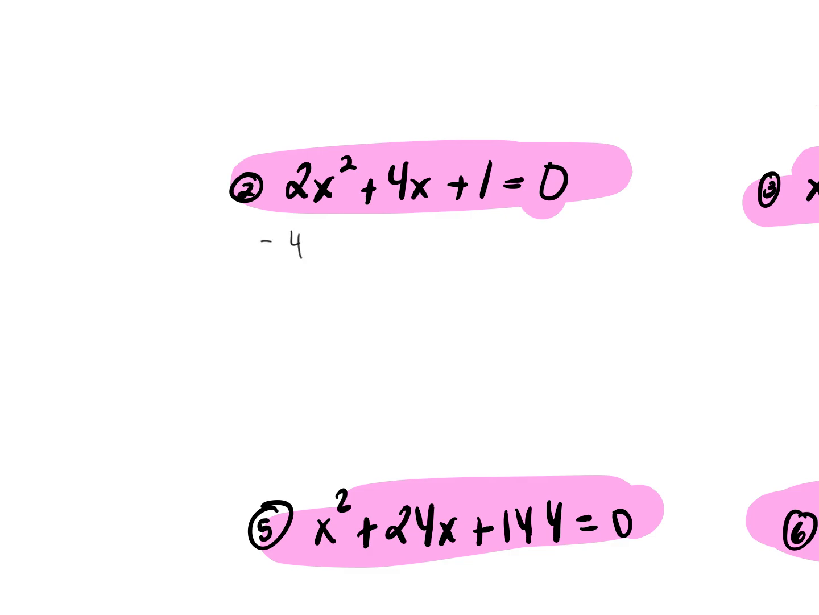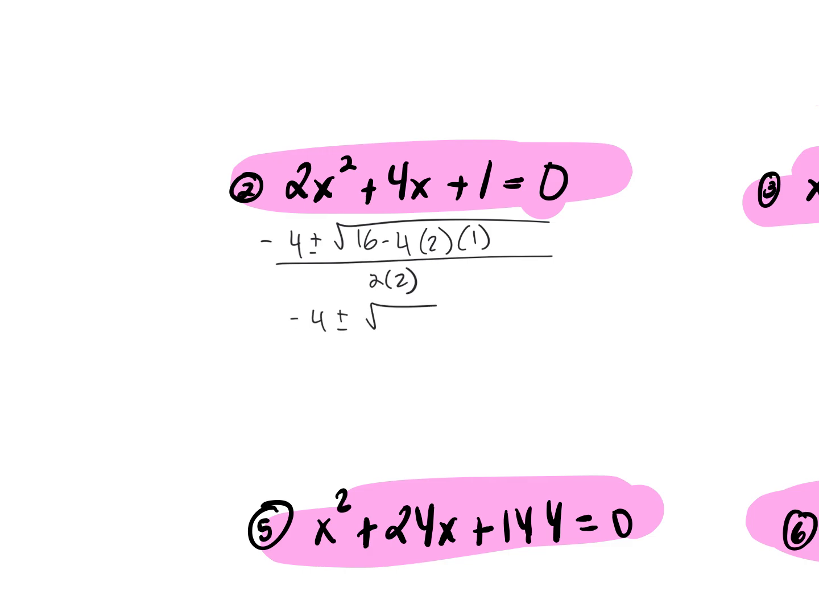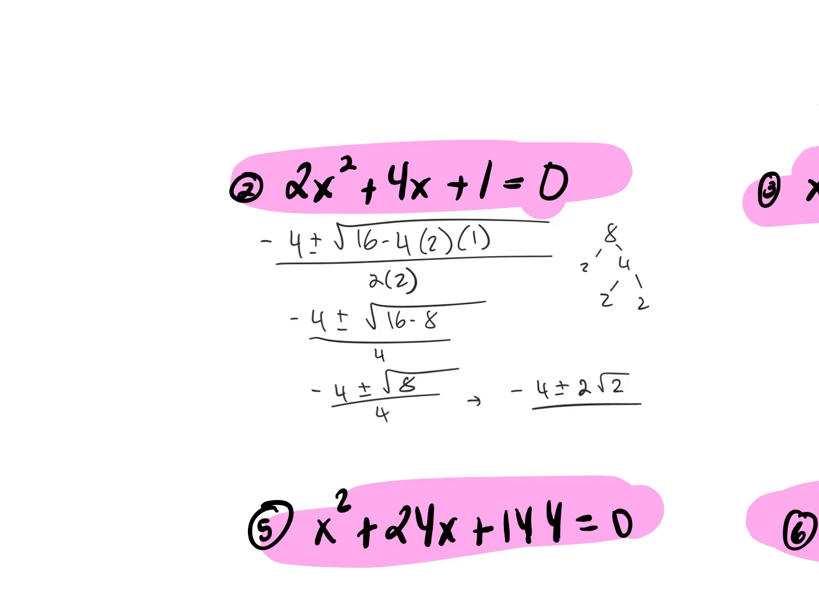So I'm going to get negative 4 plus or minus the square root of b squared, so 16, minus 4 times a times c, over 2a. That's going to be negative 4 plus or minus the square root of 16 minus 8, over 4. That's negative 4 plus or minus square root of 8 over 4. And the square root of 8, I can break it up into 2 and 4, 2 and 2. So it's going to be negative 4 plus or minus 2 root 2 over 4.